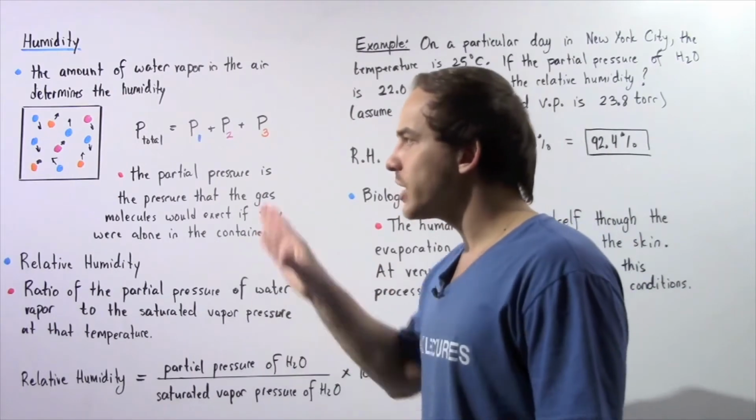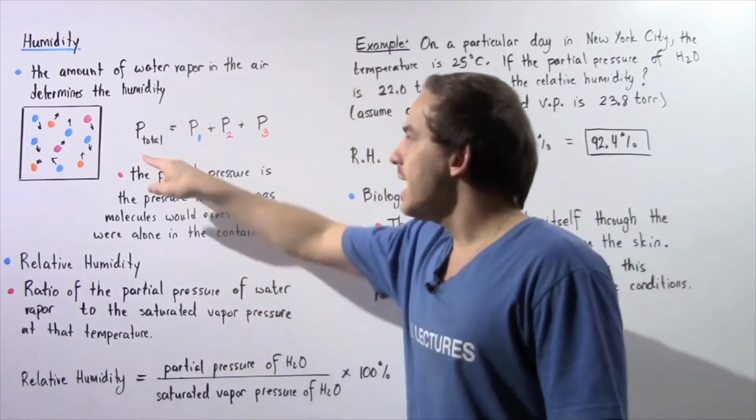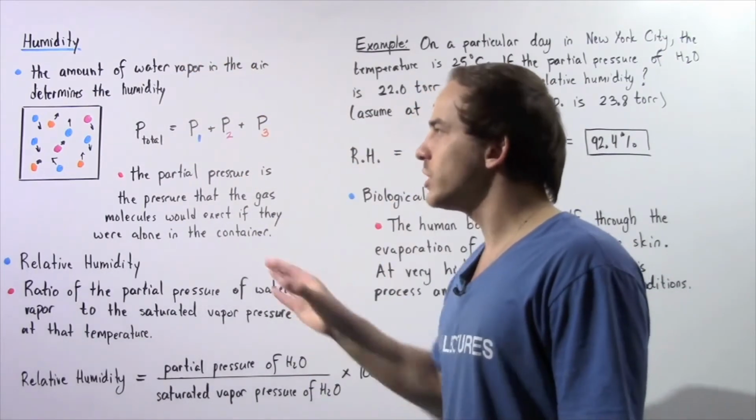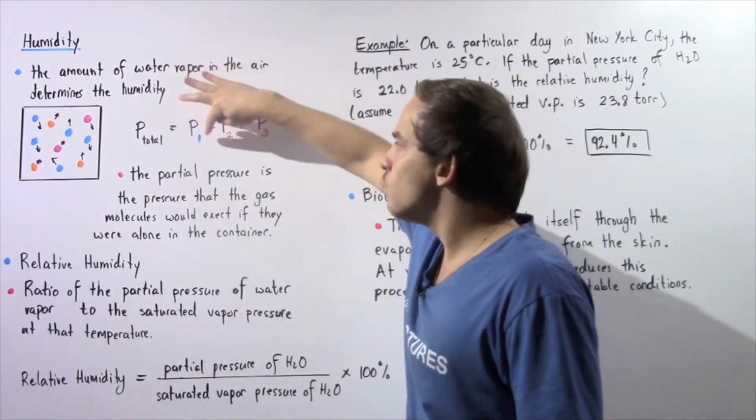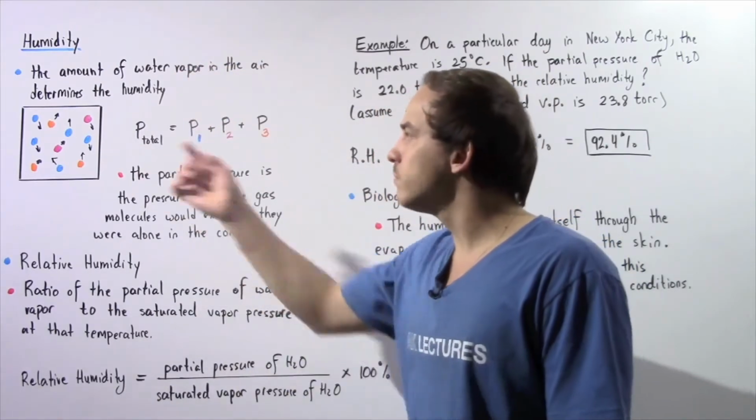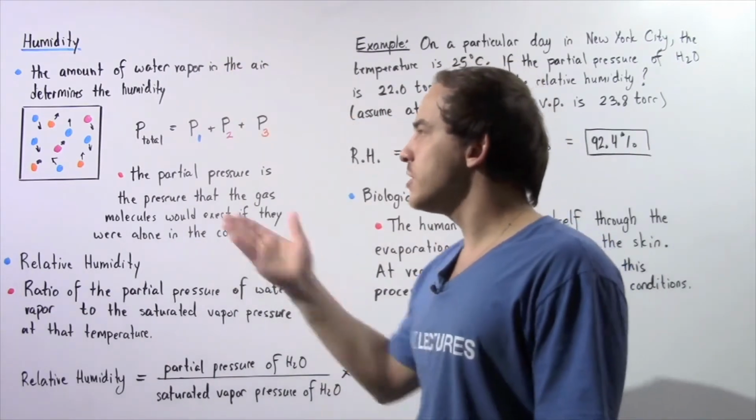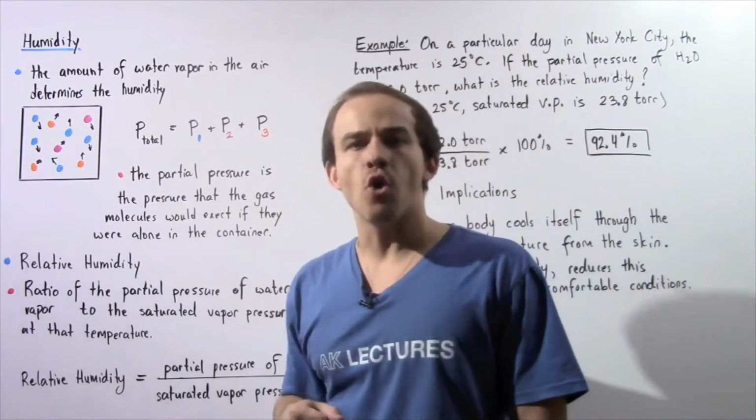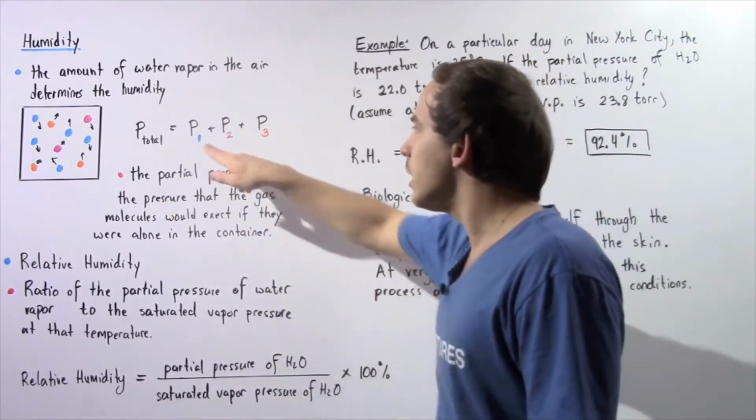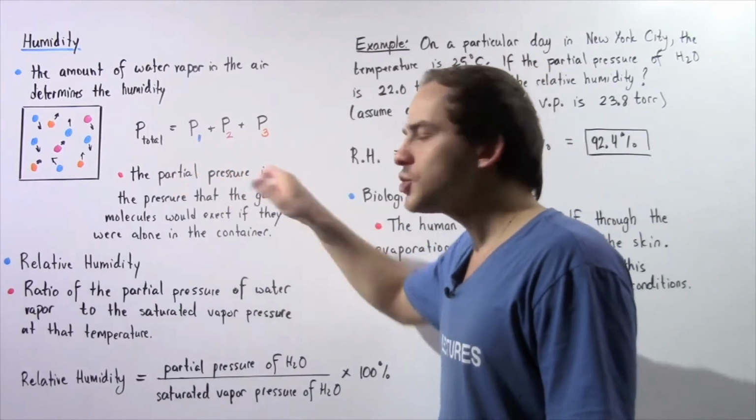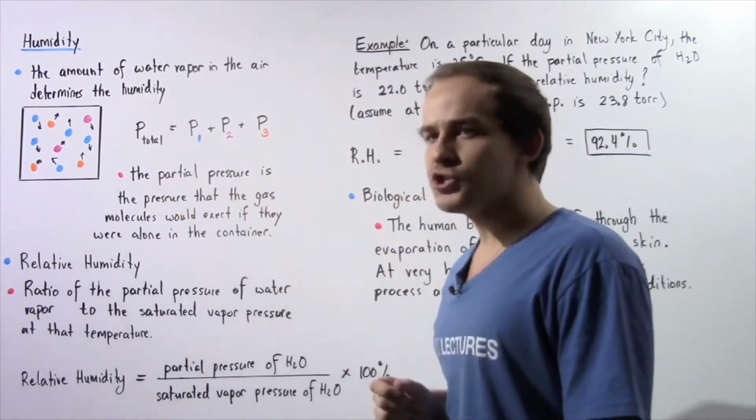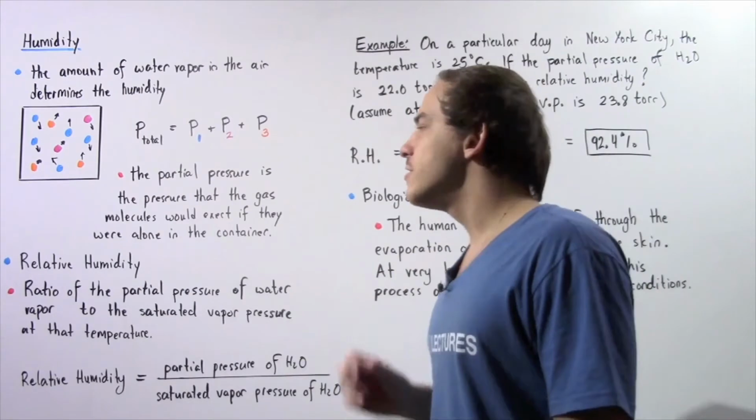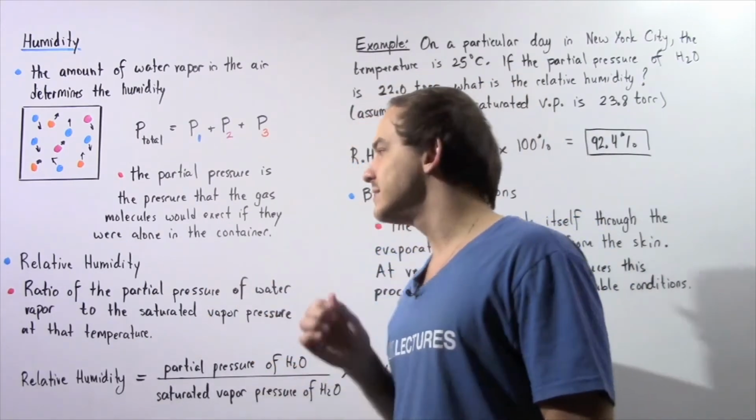Now, the total pressure inside our gaseous system is simply equal to the sum of the individual pressures due to the different molecules. So P1 is simply the pressure due to the blue molecules, P2 is simply the pressure due to the red molecules, and P3 is simply the pressure due to the orange molecules. And we call these individual pressures partial pressures. So the partial pressure is the pressure that the gas molecules would exert if they were alone inside that container.